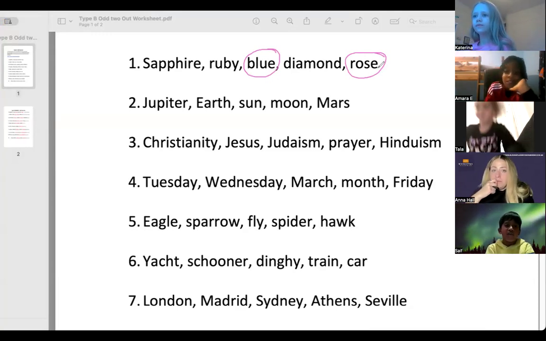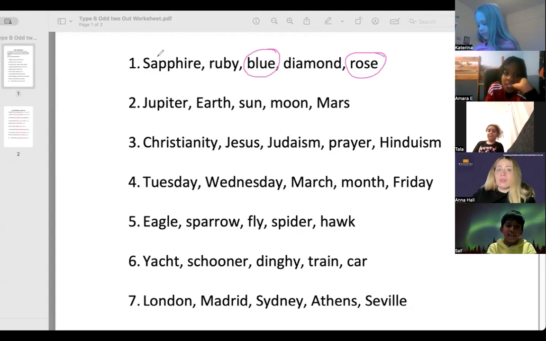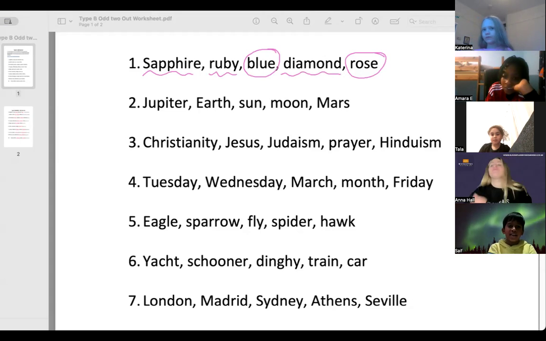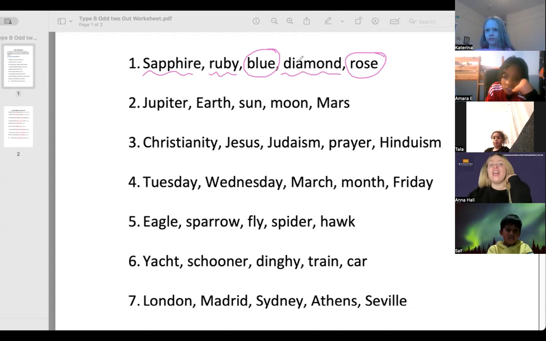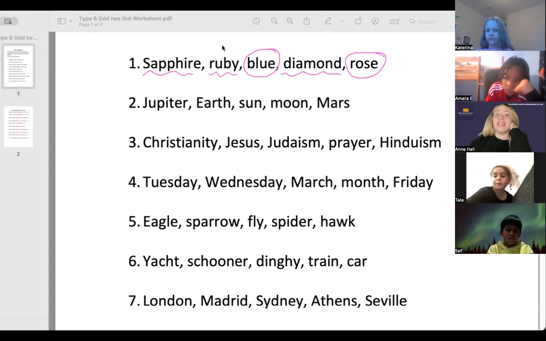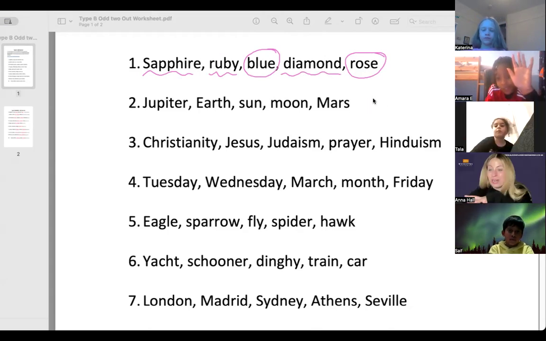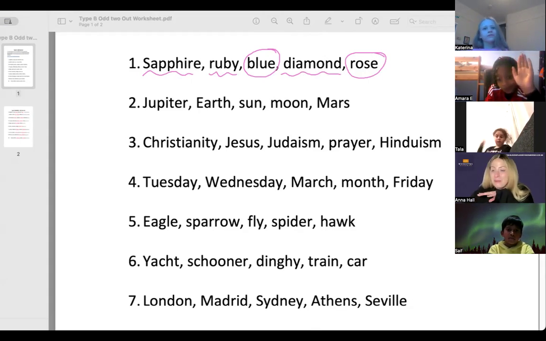Because sapphire, ruby, and diamonds go together. Because they're all like tiny stones. Yeah, superstar. Well done. That was brilliant. You are correct. The odd two out are blue and rose because sapphire, ruby, and diamond are all precious stones. They're all precious stones. You absolute superstar. Well done.